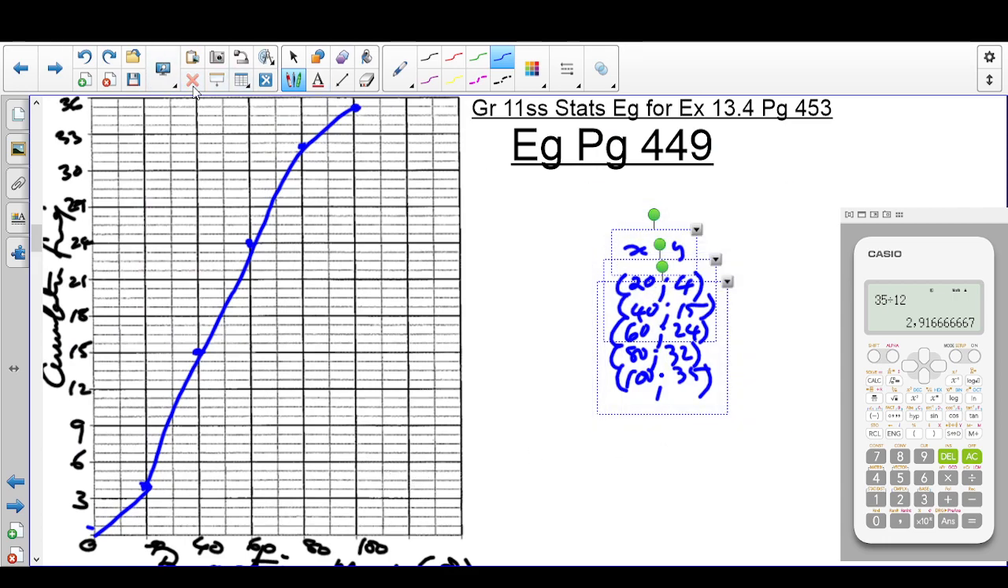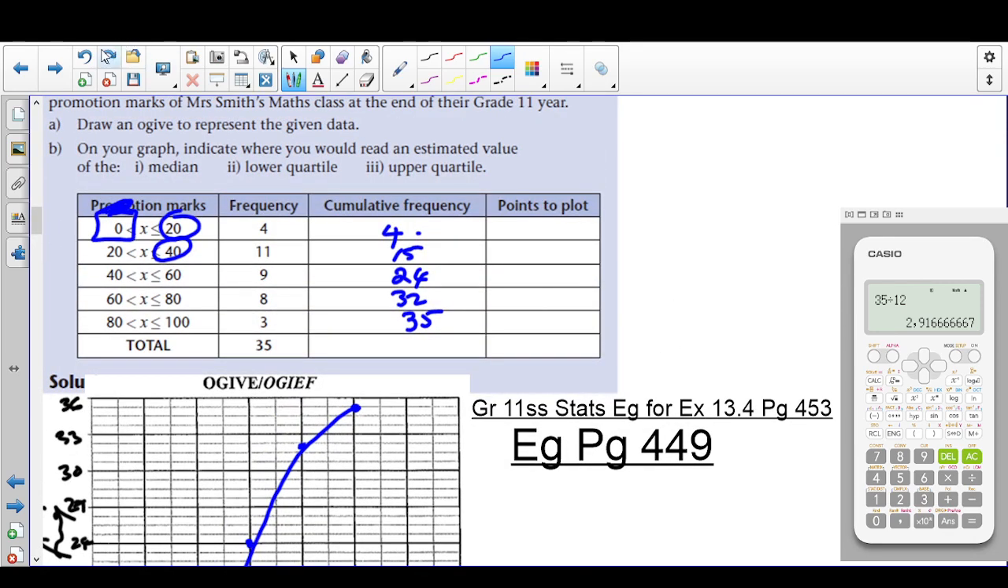Okay. Where did we get those values again? We got it from this. So the point that was plotted is the end point of your interval and your cumulative frequency corresponding value.